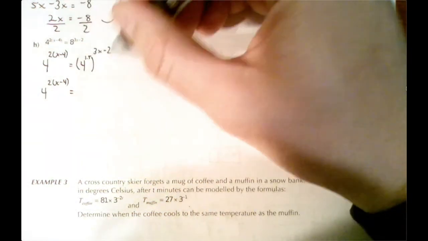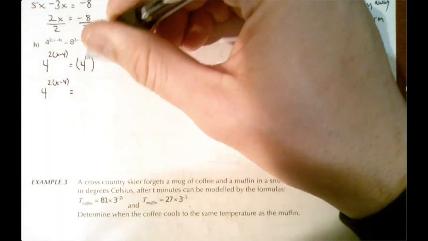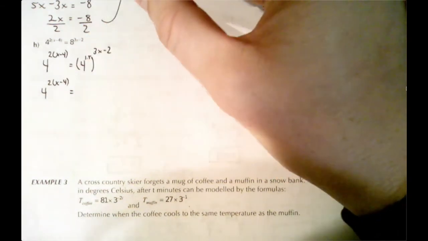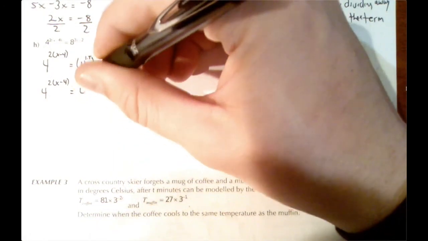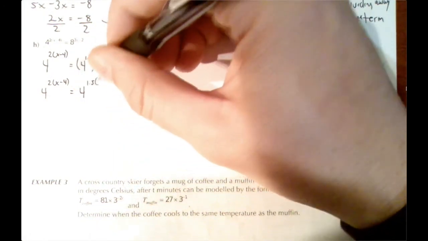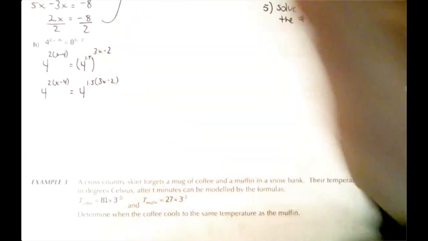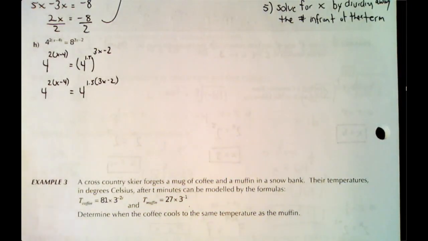So now we've got an exponent of an exponent. I'm not going to touch this side. When you have an exponent on an exponent, you multiply. But there are two things to multiply. The 1.5 has to multiply the 3x and the minus 2. So we can just rewrite that as this. It's going to multiply both things. And now the bases are the same, so we can drop them and set the exponents equal.